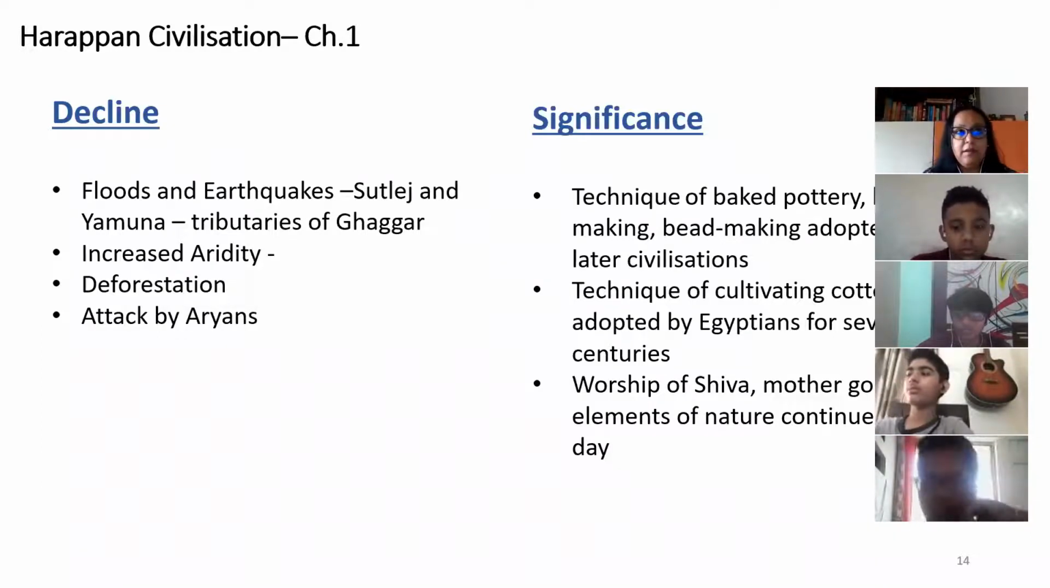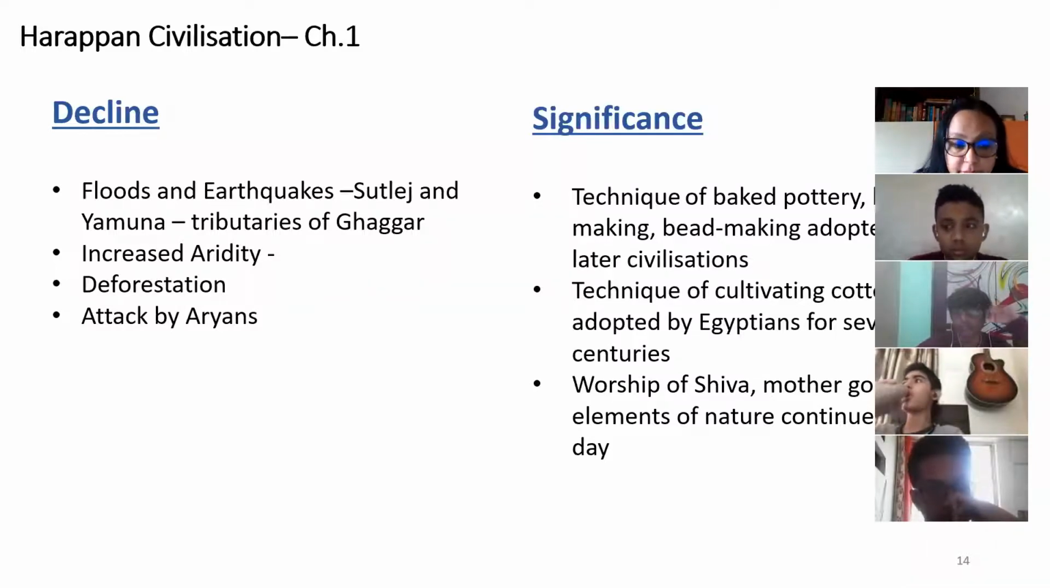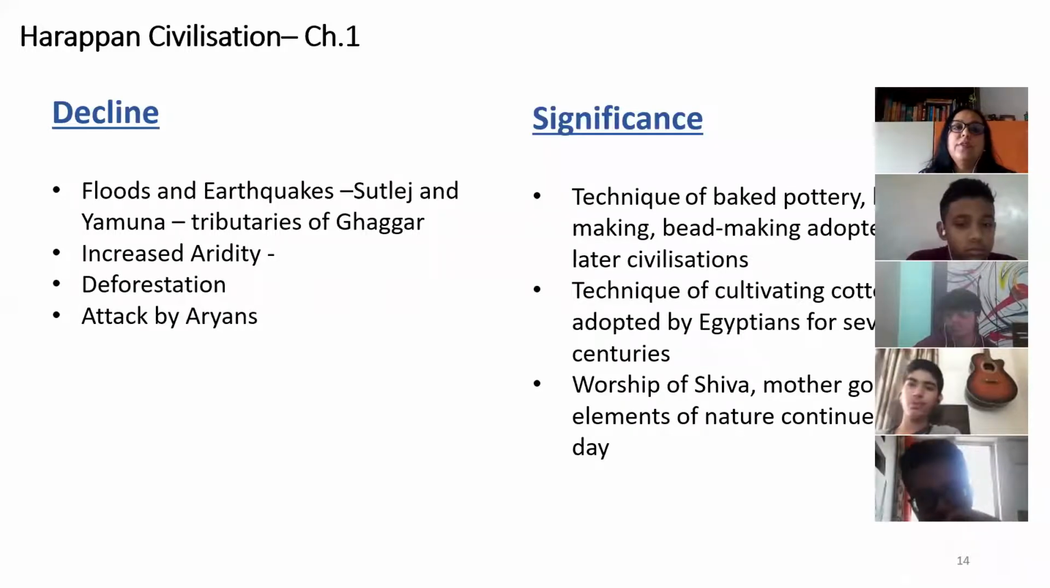And then, what were their occupations? What are the kind of things? Bead making, boat making, then metallurgy, making all this kind of tools, pottery, all this were their different occupations. Trade was very flourishing, not only within the civilization with other cities, but also with Mesopotamian civilization.